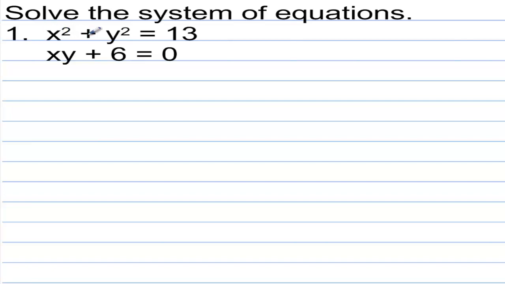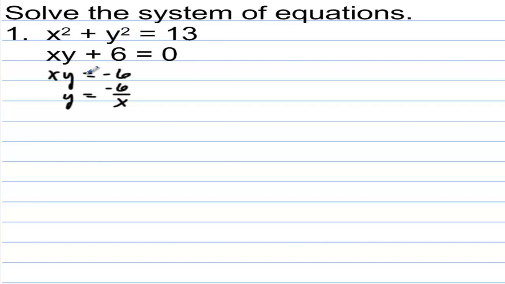In number 1, we have x squared plus y squared equals 13, and xy plus 6 equals 0. Let's use substitution to solve this one. Let's minus 6 over, and then divide by x. We have negative 6 over x. Then I'll replace the y in the other equation with negative 6 over x.